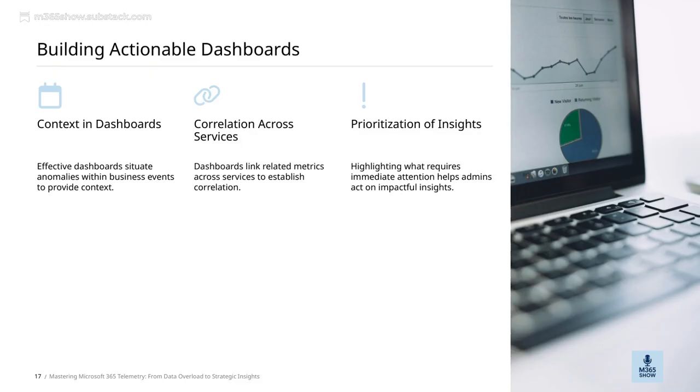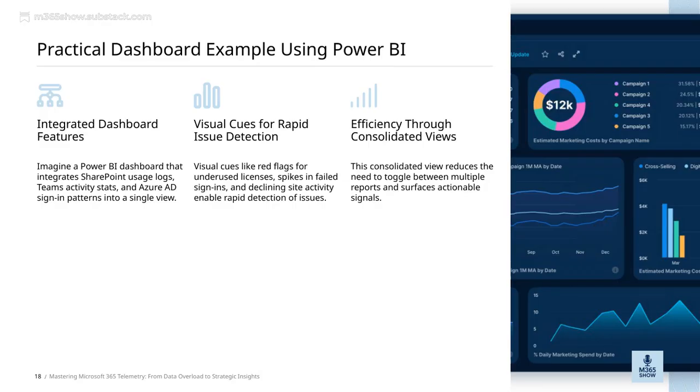When an anomaly appears, understanding its place within a broader business scenario helps us interpret its significance and decide on the appropriate response. All of these elements combined help us create dashboards that are not just data displays, but powerful tools for strategic decision-making. Now, let's look at this practical dashboard example using Power BI.